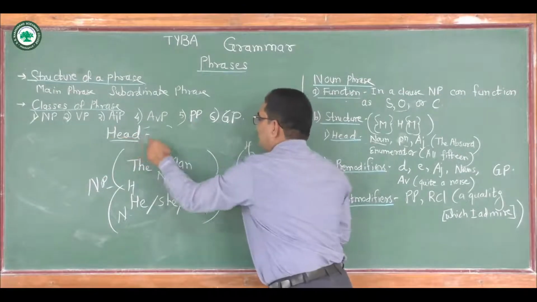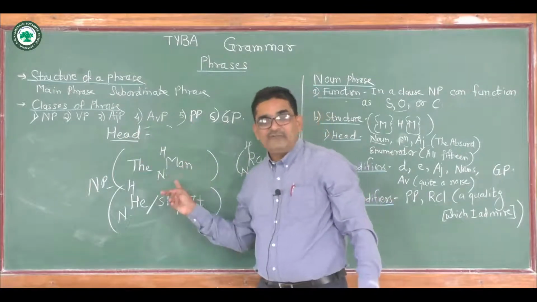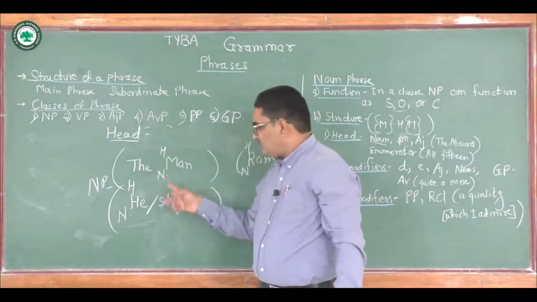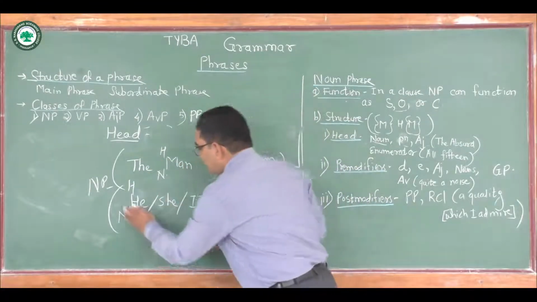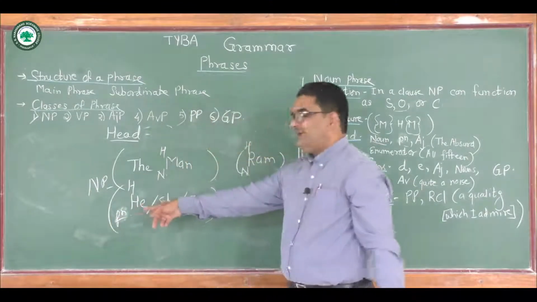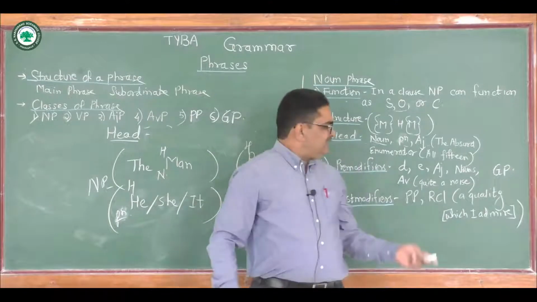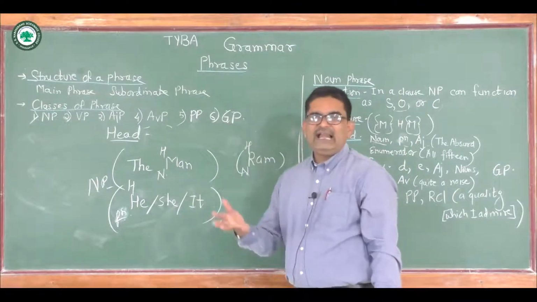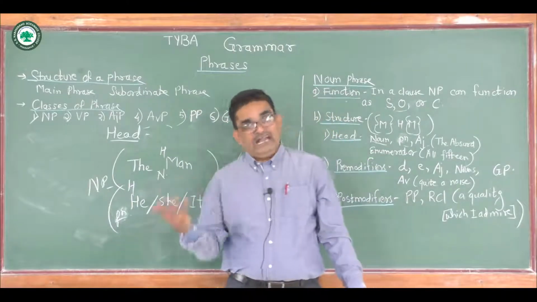So I am dealing with what? What might be the head of a noun phrase? The head of a noun phrase, it might be what? Noun. So the head of the noun phrase, it might be a pronoun. What are these? These are all pronouns. He, she, it. What are they? They are pronouns. What is pronoun? Pronoun is an alternative word used for noun.